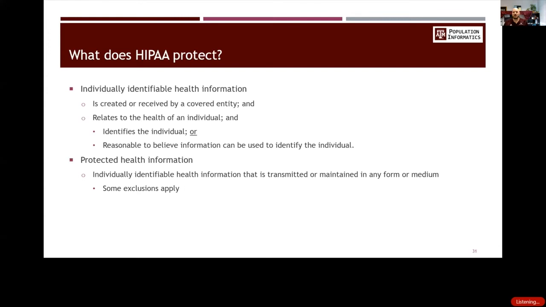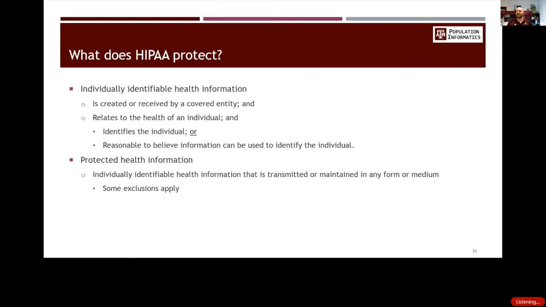The second important thing to understand when determining whether or not HIPAA applies is this definition of protected health information. And we really can't talk about what protected health information is without talking about what individually identifiable health information is. Individually identifiable health information is information that's created or received by a covered entity. It relates to the health of an individual, and it either identifies the individual or it's reasonable to believe that the information can be used to identify an individual.